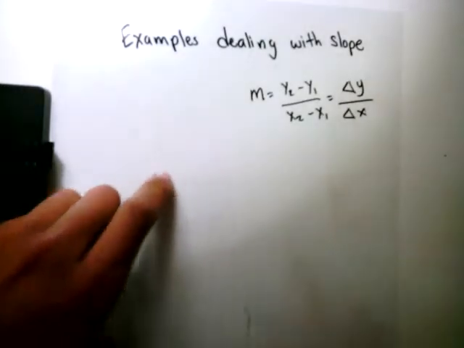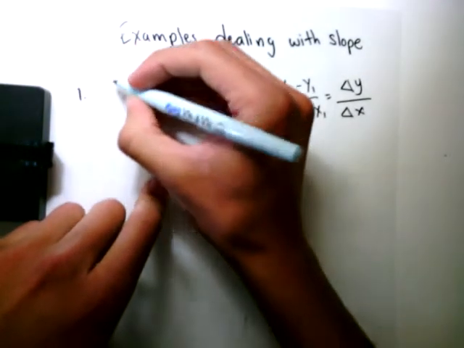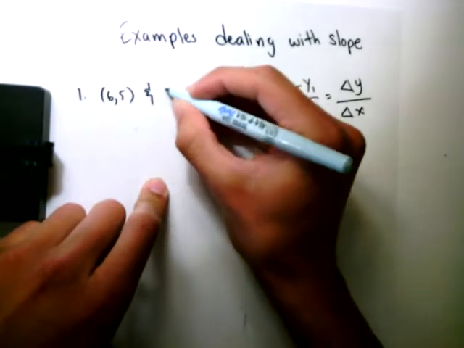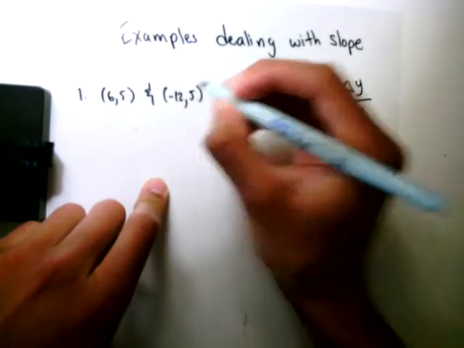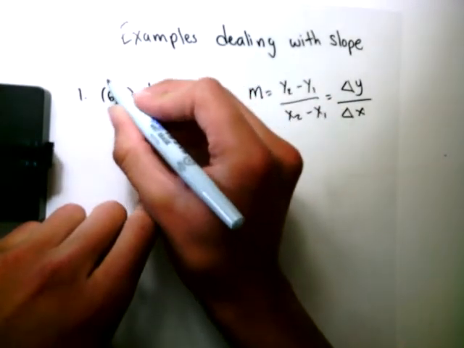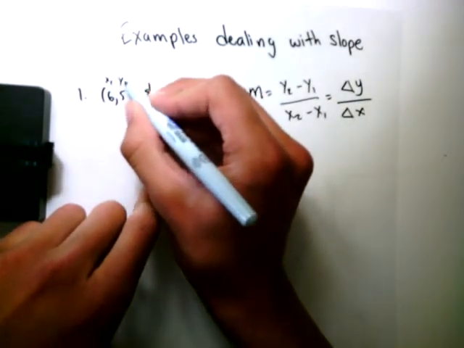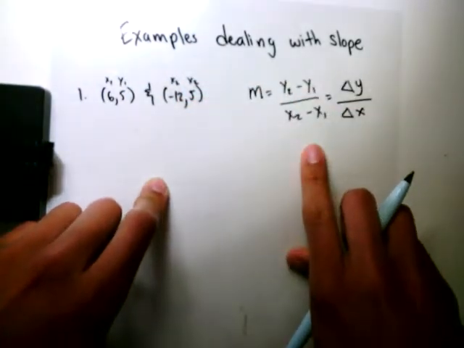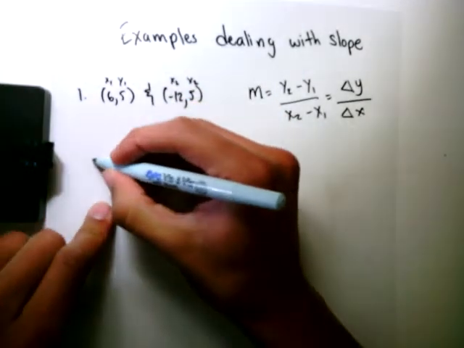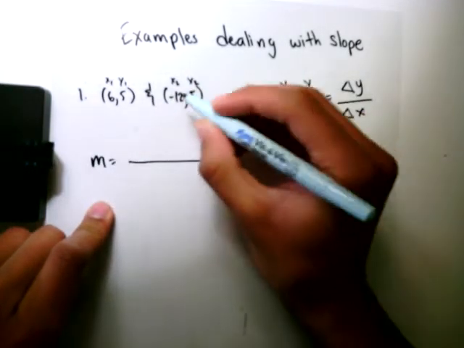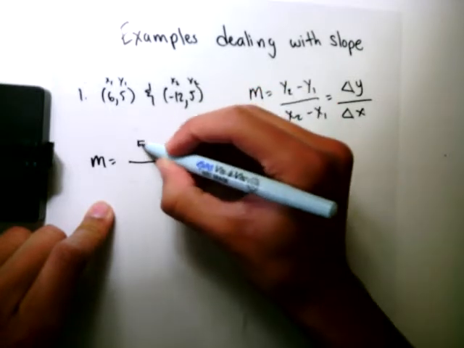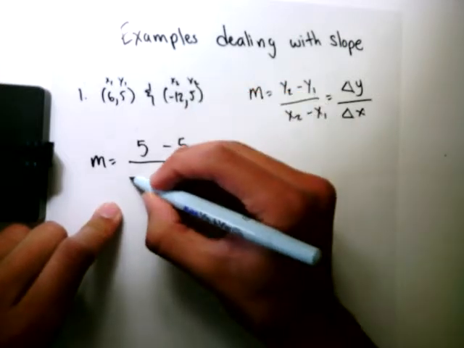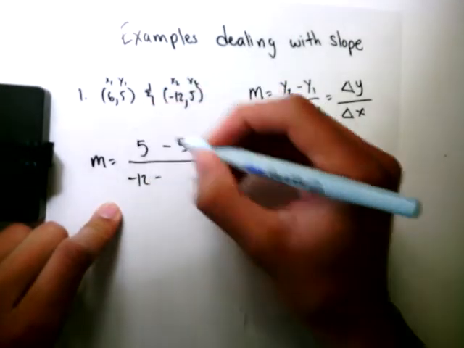Right? So, in an example, we're asked to find the slope for the points (6, 5) and (-12, 5). Before I begin, we'll start by labeling our points. So we have x1, y1, and we have x2, y2. And now all we have to do is directly plug this into our equation to find the slope. So we have m is equal to y2, which is 5, minus our y1, which is 5, over our x2, which is -12, minus our x1, which is 6.